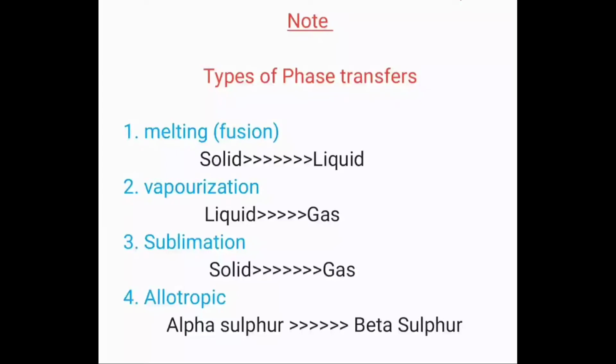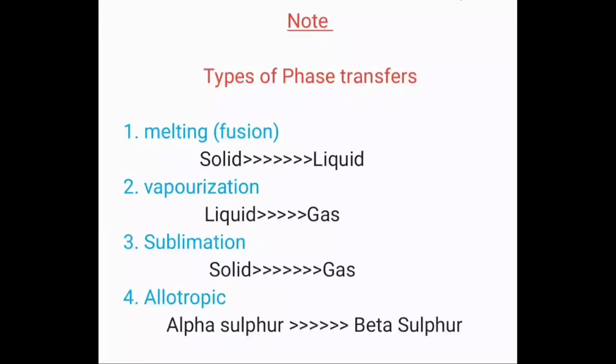So first is melting or fusion. In this phase transfer, solid phase converts into the liquid phase. It is known as melting or fusion. Melting means solid phase converts into the liquid phase. I will give one example for this phase transfer, melting or fusion.